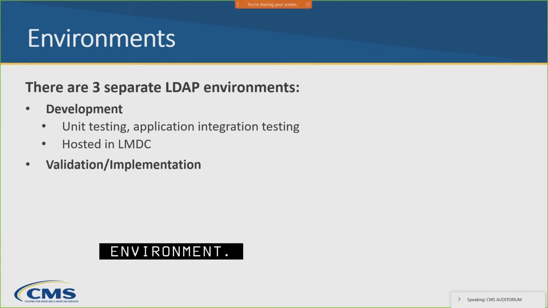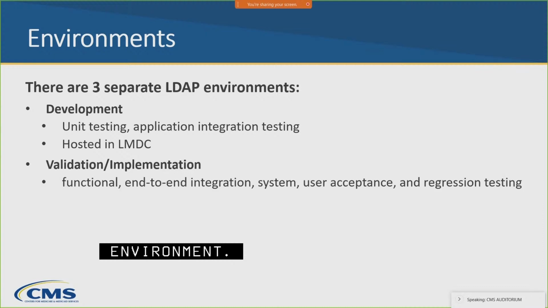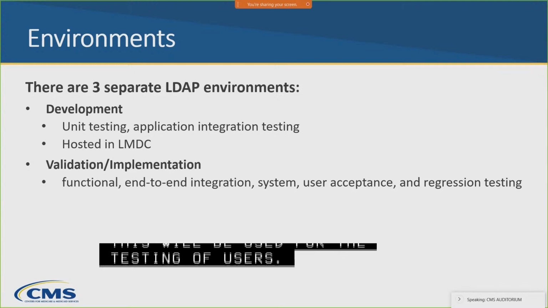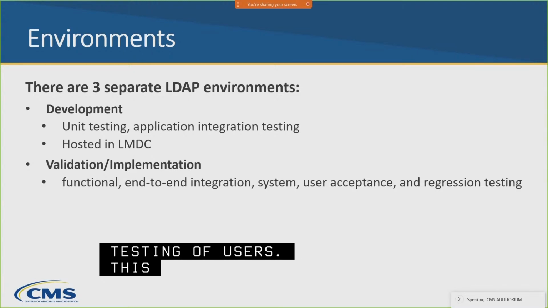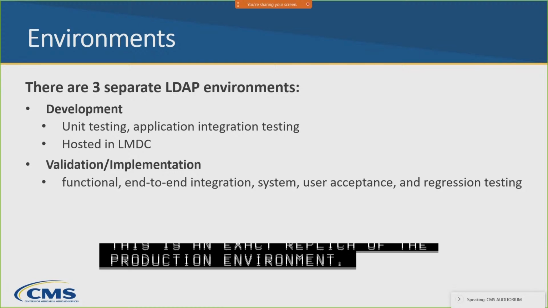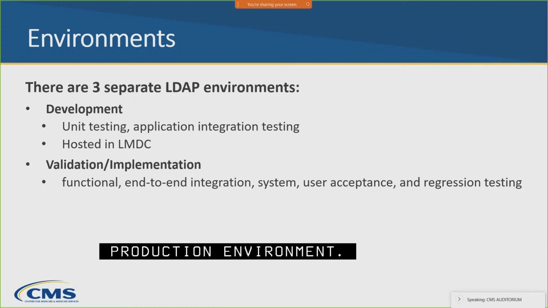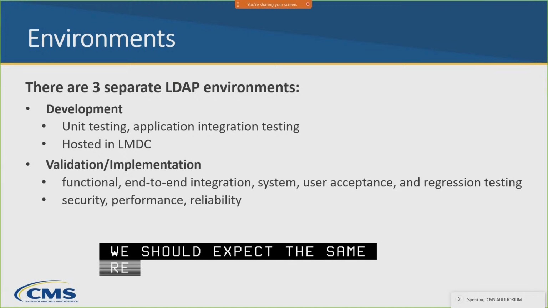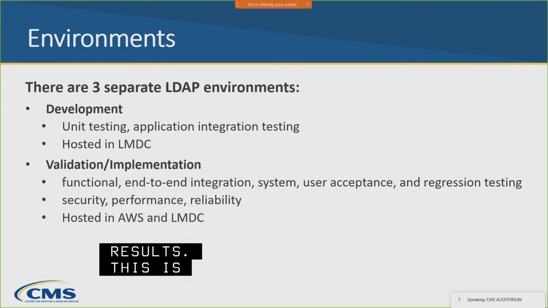We also have a validation/implementation environment. This is going to be used for our functional testing, user acceptance, and regression testing. This is an exact replica of the production environment, not from the data, but from the architecture standpoint. So when we do performance testing, we should expect the same results in production with what we have in validation. This is also where we can do security, performance, and reliability testing.